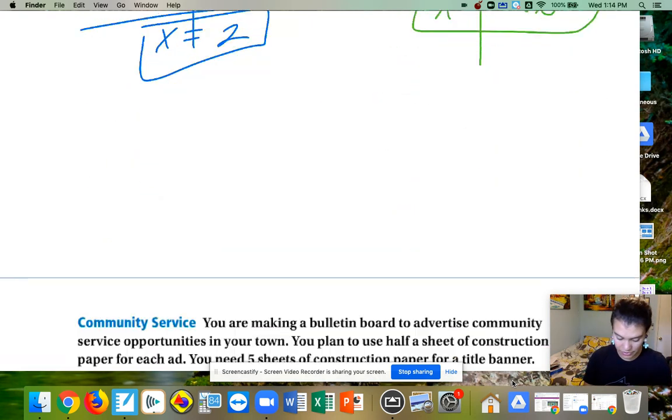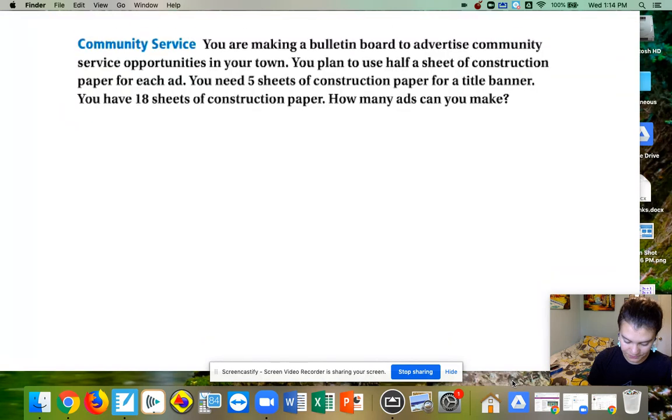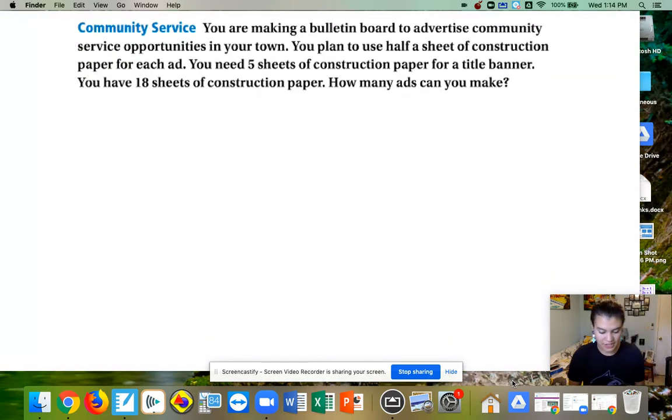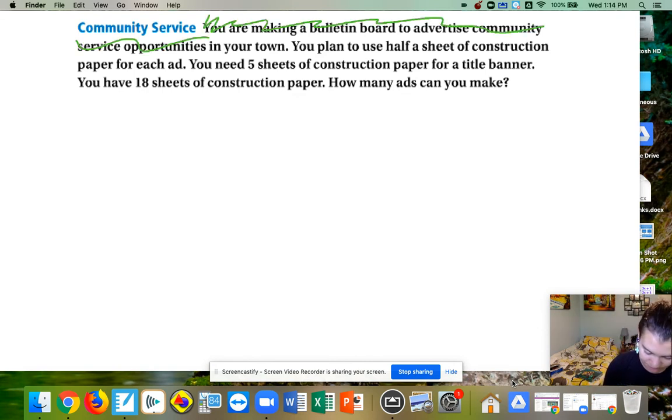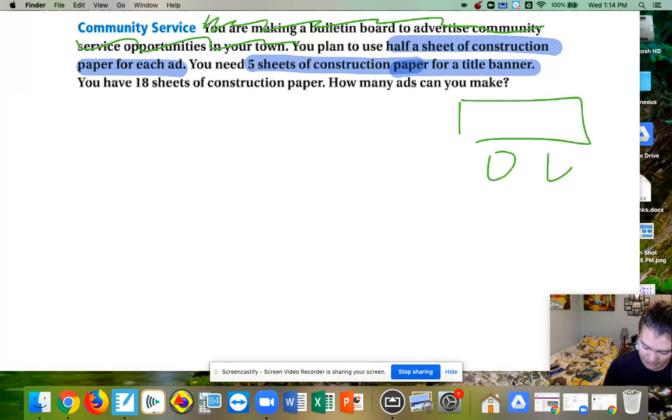So we're going to do a couple of word problems here. So you're making a bulletin board to advertise community service opportunities in your town. That's setting the stage. There's no actual information in there we need to use. You can kind of ignore that. Here we plan to use half a sheet of construction paper for each ad. So that's important. We have a half sheet somewhere in there. We need 5 sheets for a title banner. So we're drawing some sort of title here, and then you have ads underneath, right?